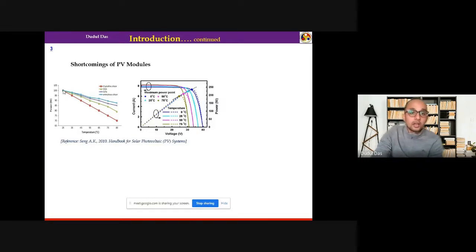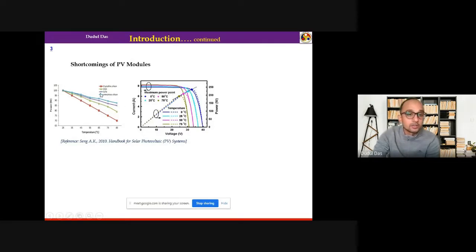So when it absorbs the IR, the temperature of the PV modules goes up, and we can see from these two figures, as the temperature of the PV module or the operating temperature of the PV goes up, the power output of the modules goes on decreasing.